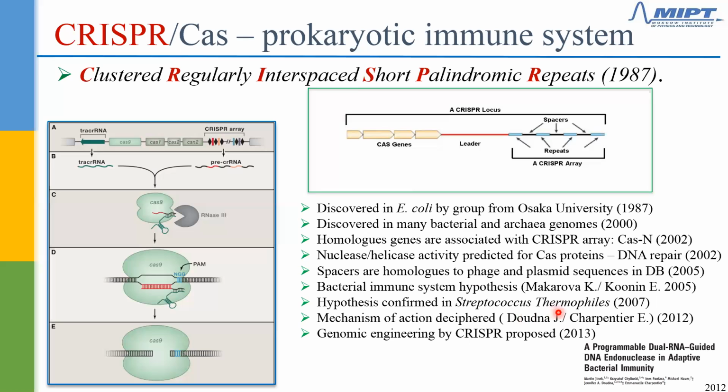Well, this hypothesis was confirmed in Streptococcus thermophilus in 2007, but it took a long time to really figure out the mechanism of action for this immunity, which was, of course, done by the labs of Jennifer Doudna and Emmanuelle Charpentier in 2012. And of course, you all know that this year they got the Nobel Prize for this discovery. Immediately, because it was a nuclease, it was realized that you could use this mechanism for genome engineering everywhere, in human and all other organisms. The first paper, in 2013 by Feng Zhang's group, was the first to show that you could use this platform in engineering human cells.